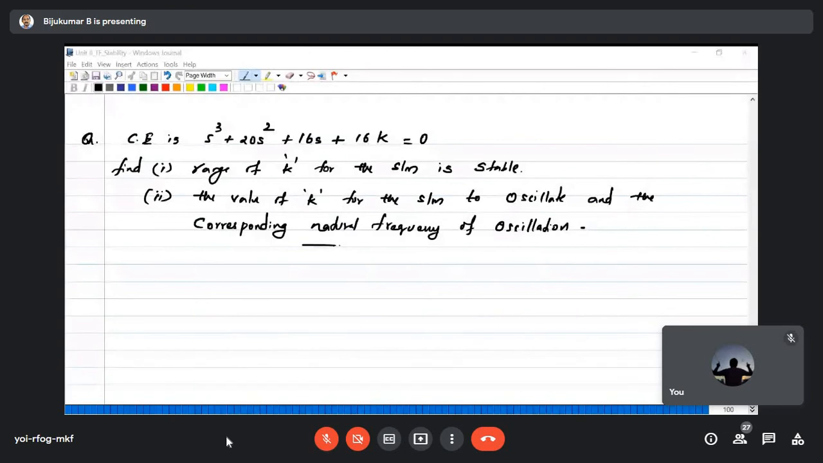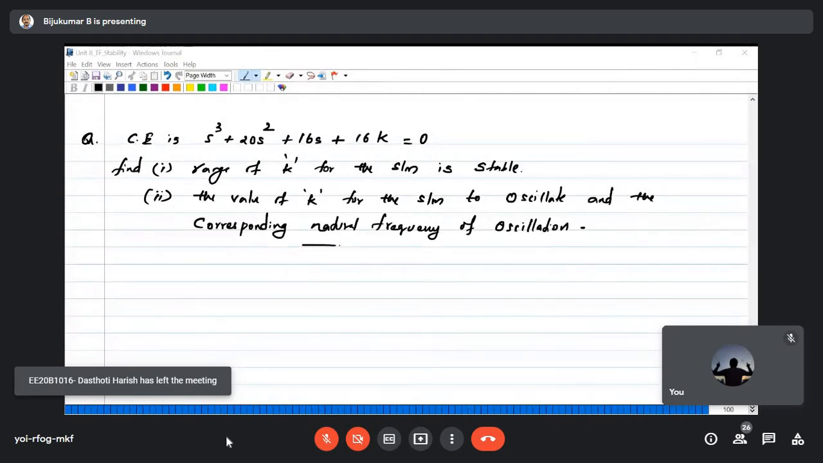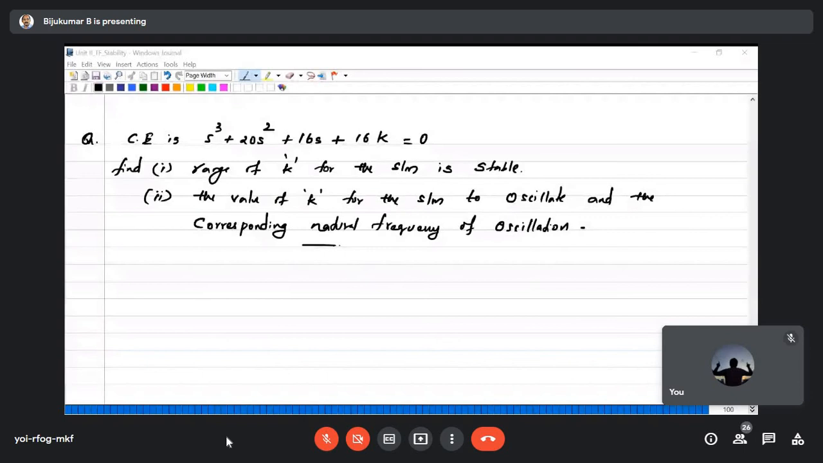Sir, according to Routh criteria, the third row will be 0. Then we will get the K value equal to 20. Yeah, so even if all the elements in a particular row become 0, there is a chance of system oscillation, right? Okay. Yes, sir. Okay, now you can mute your mic. Thank you, sir. Yeah. Right.